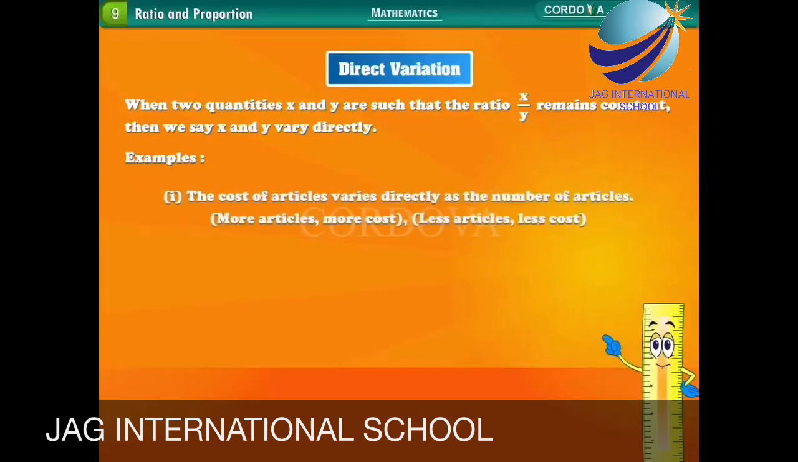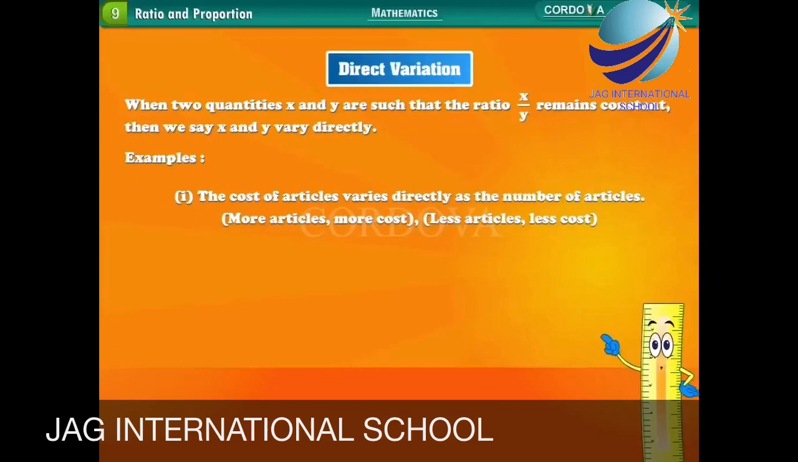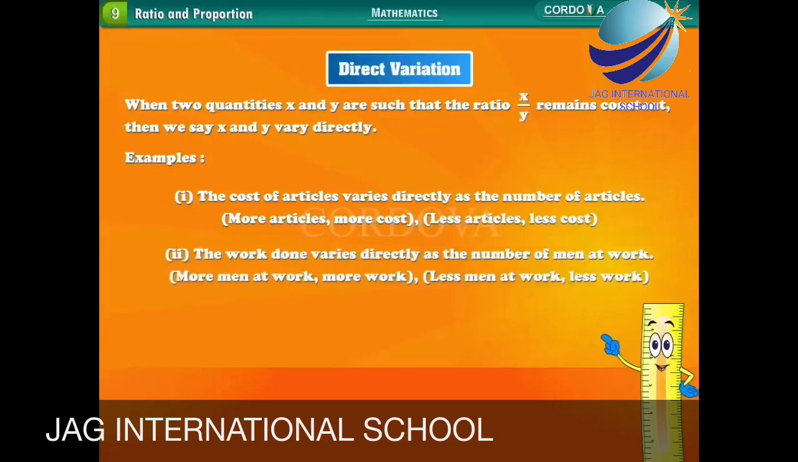Examples: the cost of articles varies directly as the number of articles. More articles, more cost. Less articles, less cost. The work done varies directly as the number of men at work. More men at work, more work. Less men at work, less work.